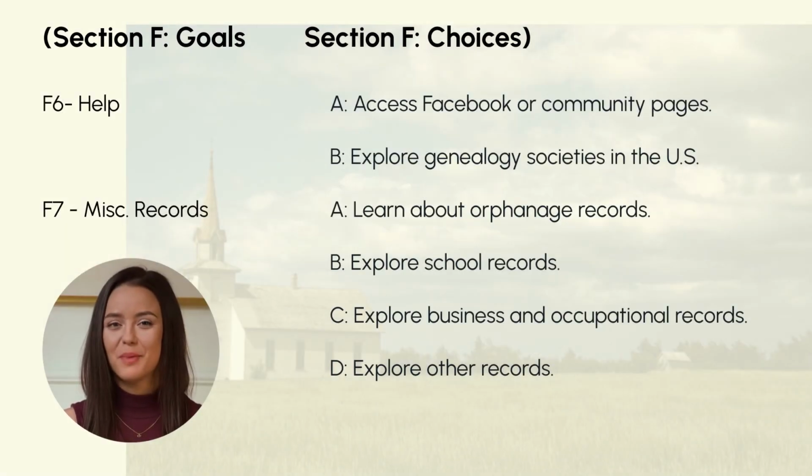Goal F6 is about getting the help you need in your research. Choice A focuses on social media and community pages for genealogy, while Choice B introduces you to genealogy societies you can join. In Goal F7, Choice A helps you find ancestors who may have been orphans. Choice B gets into school records, including yearbooks. Choice C covers a wide variety of records for employment, and Choice D covers patent, medical, post office, and other records.